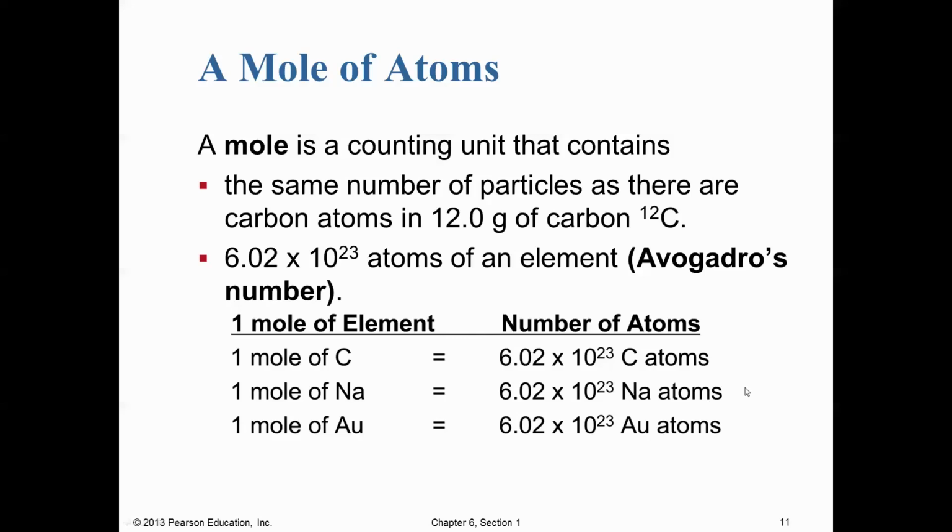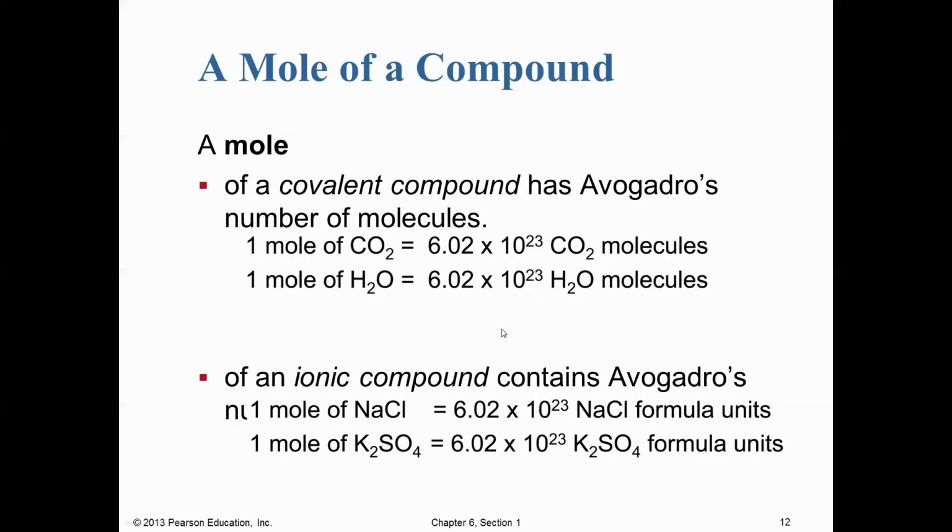It's kind of like the term a dozen. It doesn't matter what we're talking about. A dozen means that we have 12 of something. A mole means that we have 6.02 times 10 to the 23rd of something. And similarly, if we have a compound, for instance CO2, a mole of CO2 would be 6.02 times 10 to the 23rd CO2 molecules. And you guys are probably seeing where this is going. Regardless of what type of thing we have, a mole means 6.02 times 10 to the 23rd units of that thing.